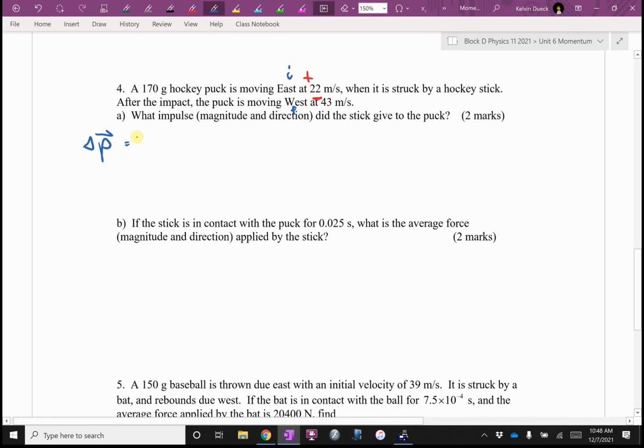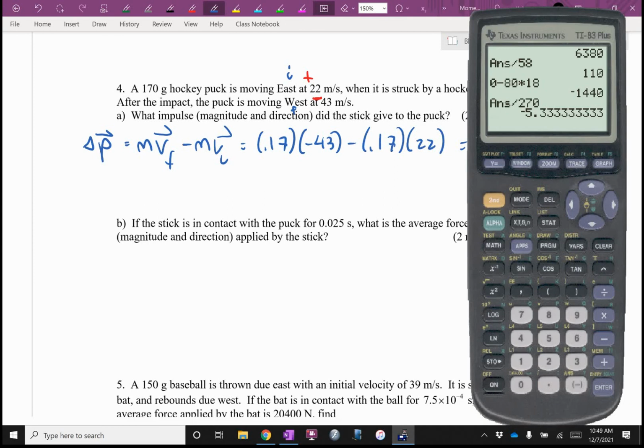And it's going to be MV final minus MV initial. It's going to be M, 0.17. 170 grams is 0.17 kilograms. V final negative 43 minus M 0.17, V initial positive 22. And I get negative 11.05.